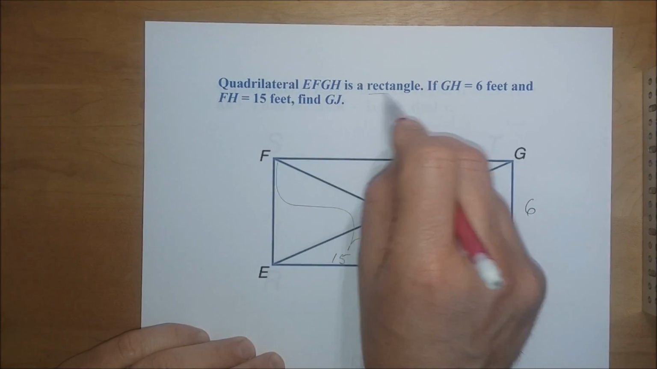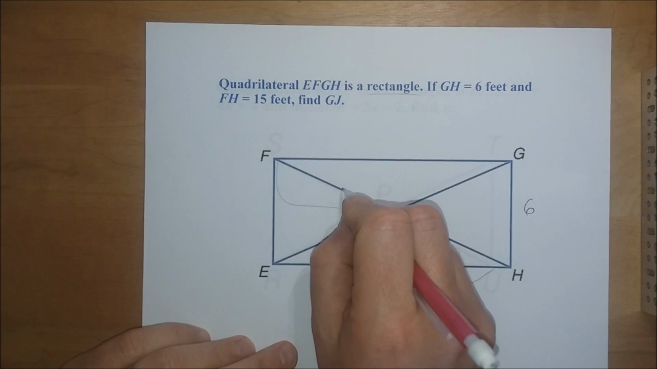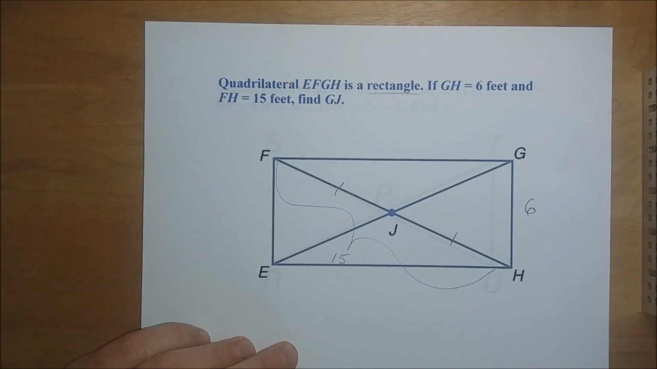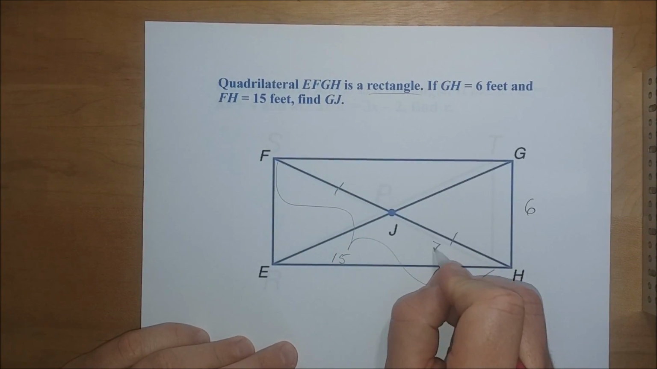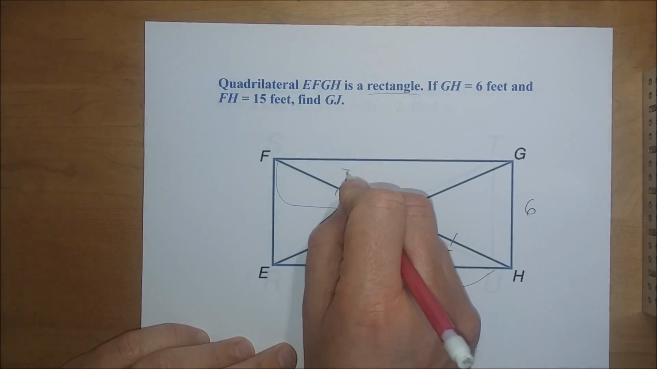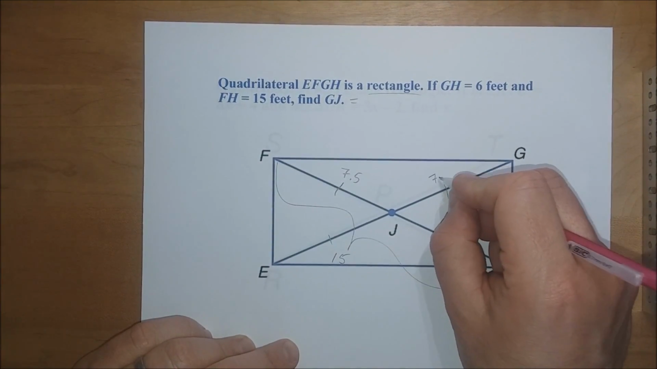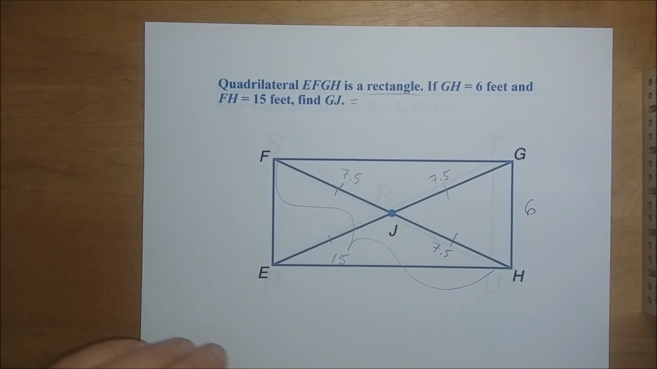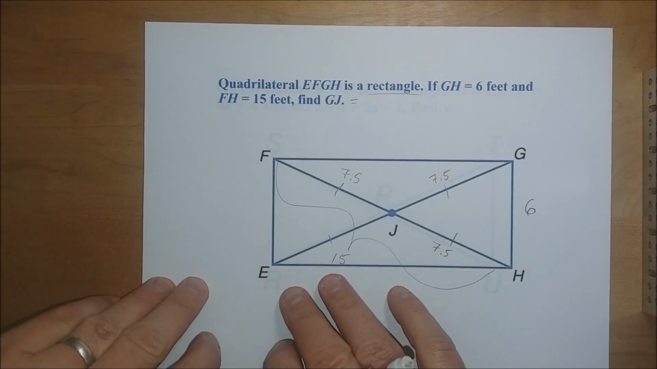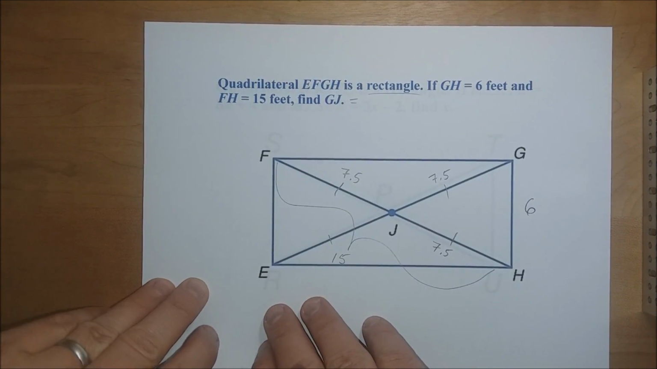Well, a rectangle is a type of a parallelogram, so the diagonals bisect each other. That means each of these is 7.5. And because it's a rectangle, both diagonals are congruent. That means these segments will be congruent as well. And that means GJ is going to be also 7.5. Okay? Well, let's try another one.